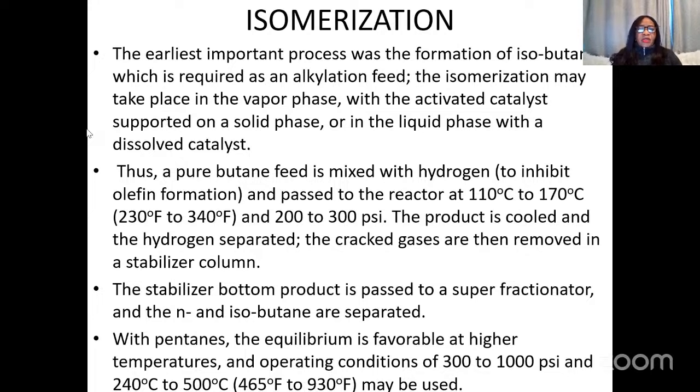So with pentane, equilibrium is favorable at higher temperatures than that of butane that we have seen. Operating at conditions of 300 to 1,000 pounds per square inch pressure, because the temperature is higher compared with that of butane. This one is higher, between 240 and 500 degrees centigrade in the case of pentane.